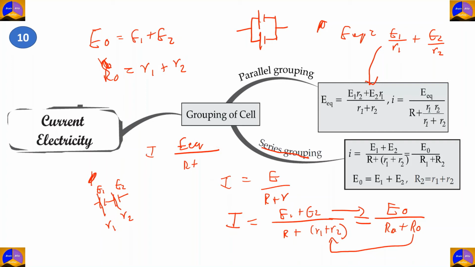And if you've learned the previous segment, which talked about resistances in parallel combination, you would know that it would be r1 r2 divided by r1 plus r2, arising from the formula 1 by r1 plus 1 by r2. So the equivalent internal resistance of a combination of electric cells in parallel will be the reciprocal: 1 by r naught is equal to 1 by r1 plus 1 by r2.